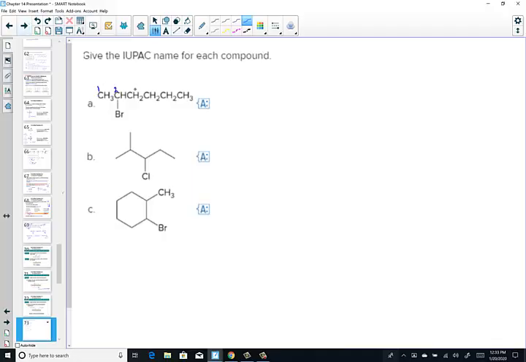1, 2, 3, 4, 5, 6 carbons in the longest chain, making sure that you see carbon 2 is the lowest possible number for that bromo. The alkyl group with the halogen on it is bromo. And here we would have just 2-bromohexane as our name for that alkyl halide.